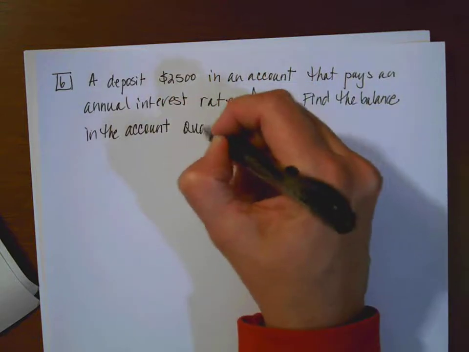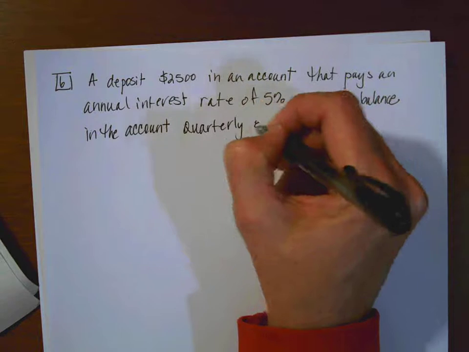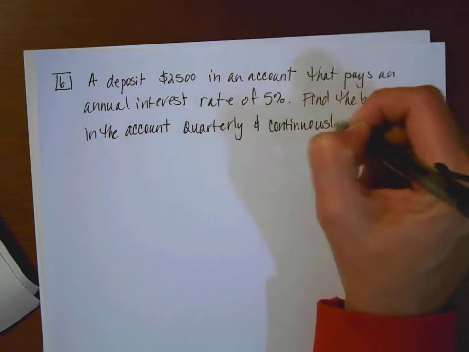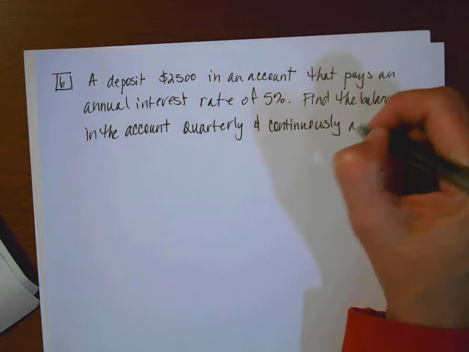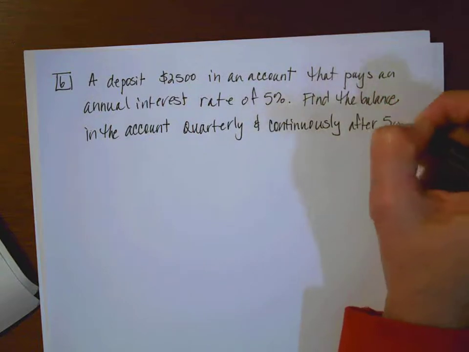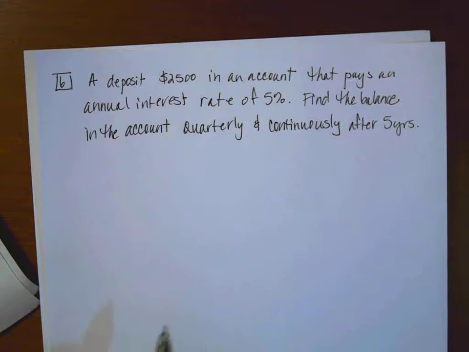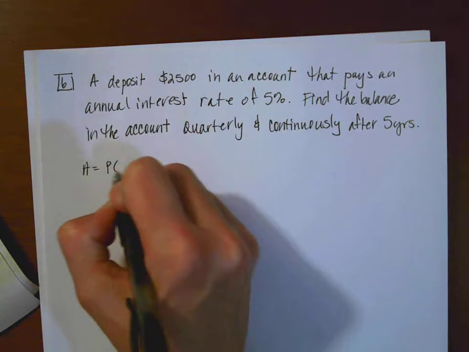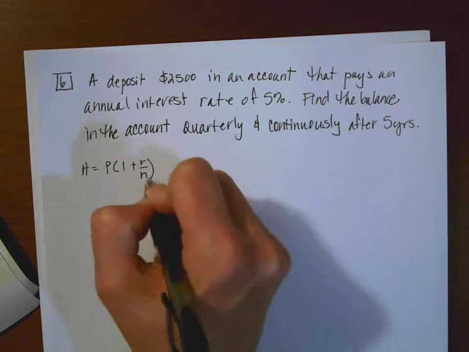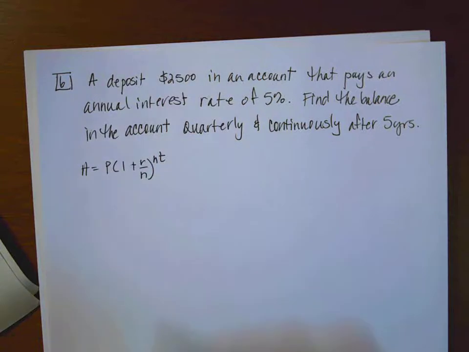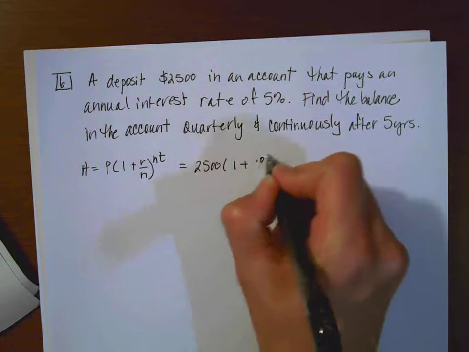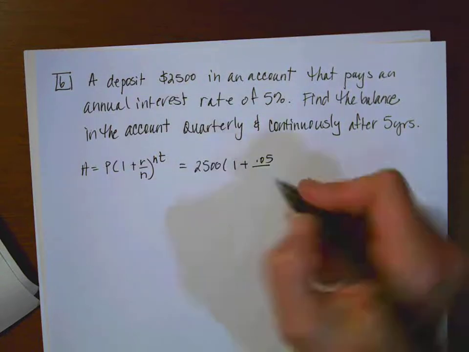In the account, quarterly and continuously, usually. It's always a hard word for me to spell. After 5 years. So remember, when I do a problem, I always want to record the formula that I use. So I'm going to do A is equal to P times 1 plus r divided by n raised to the nt. My principal is 2,500.